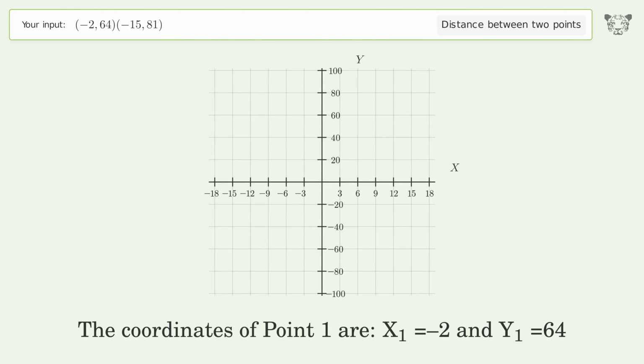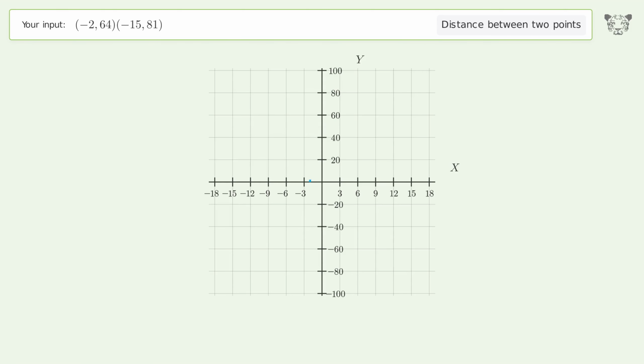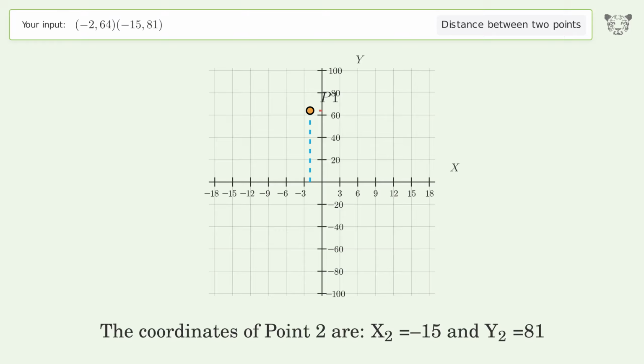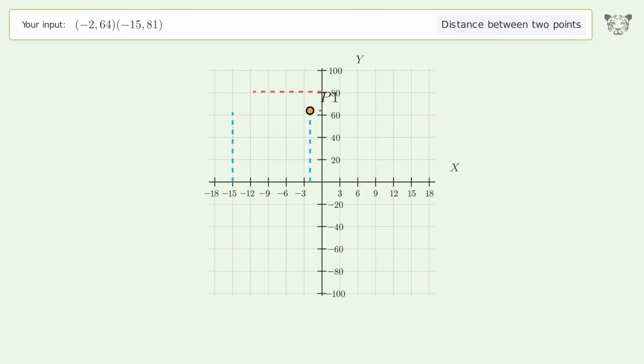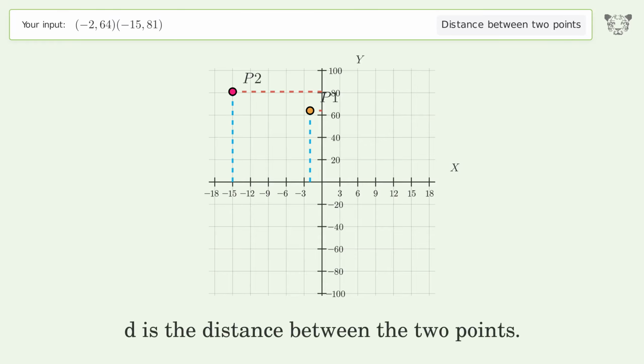The coordinates of point 1 are x1 equals -2 and y1 equals 64. The coordinates of point 2 are x2 equals -15 and y2 equals 81. D is the distance between the 2 points.